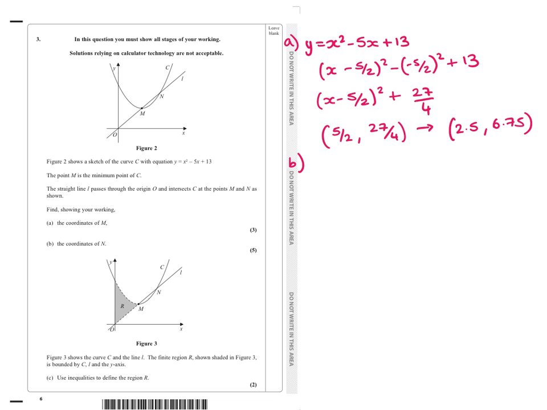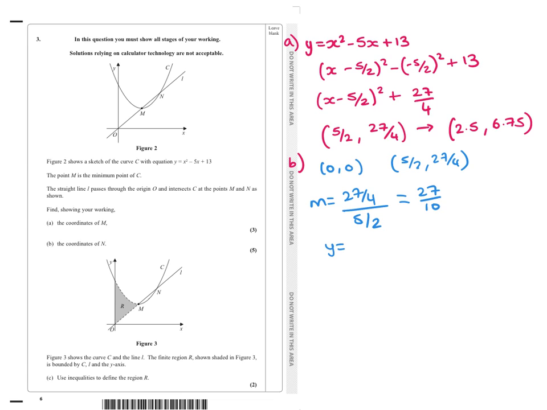Okay, so then I've got 2 points and I'm going to work out the equation. I know I've got the origin, 0, 0, and I've got m, which we know is 5/2 and 27/4. To find our gradient, we're going to do y2 minus y1, which is just 27/4, divided by x2 minus x1, which is 5/2. So our gradient is in fact 27/10. Okay, now we've got our gradient.